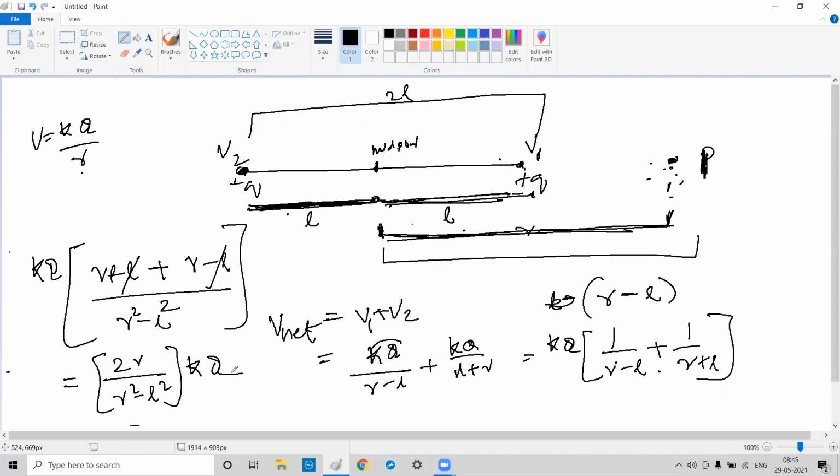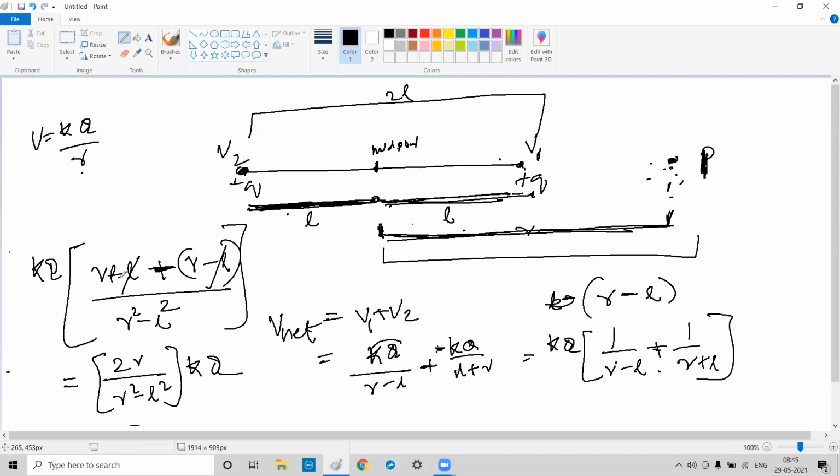I think I made a mistake. No, I didn't make a mistake. So where did we? Okay, sorry, I did make a mistake. Why? Because your Q here is minus. This one is minus. Okay, minus. So this will become minus. So here is minus. So that means.